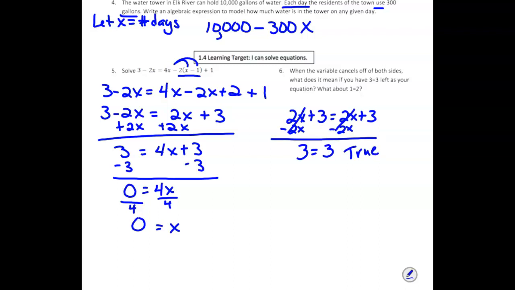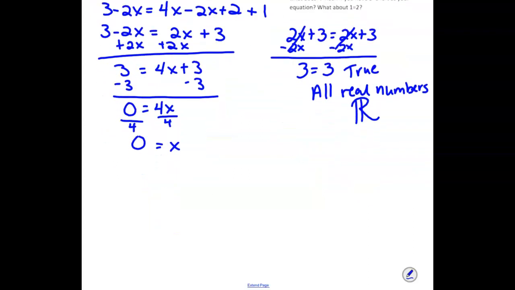3 does equal 3, which means all real solutions, all real numbers would work for that. And we use that capital R symbol to represent that. If we had a statement where the variables disappear and we ended up with 1 equals 2, that is a false statement, which means that there's no solution.